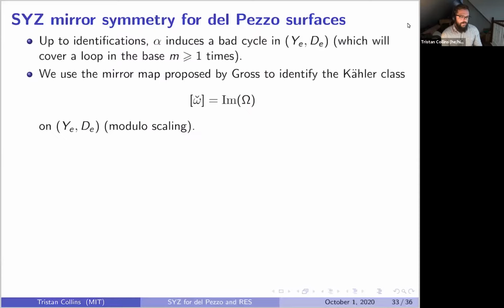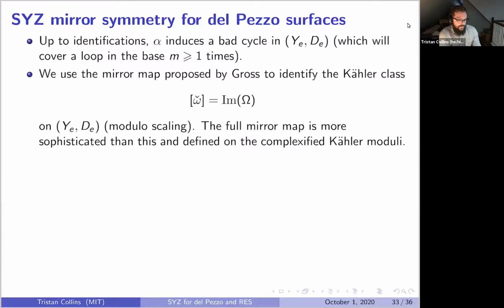Okay, so now we can use this mirror map that was proposed by Gross in a paper from a while ago. The mirror map is much more sophisticated than this, but at the very least, what it tells us is the right way to identify a Kähler class on the rational elliptic surface from the holomorphic structure: the Kähler class omega-check should be the imaginary part of omega, at least modulo scaling. The full mirror map is more sophisticated and maps the whole complexified Kähler moduli, but here's what it does on the level of Kähler forms, modulo scaling.